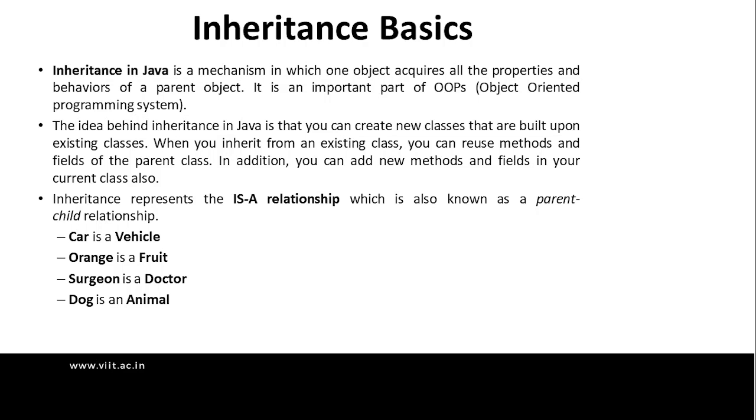Inheritance represents the is-a relationship, which is also known as the parent-child relationship. Car is a vehicle, orange is a fruit, surgeon is a doctor, dog is an animal.